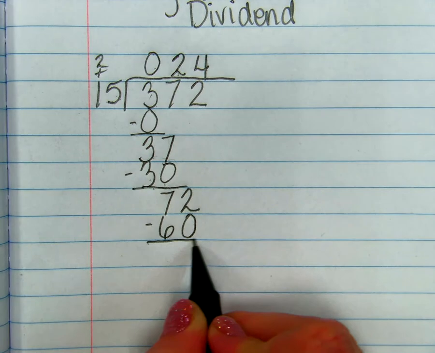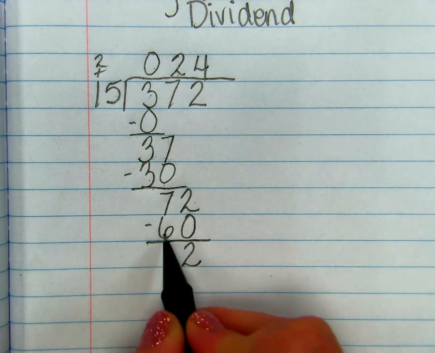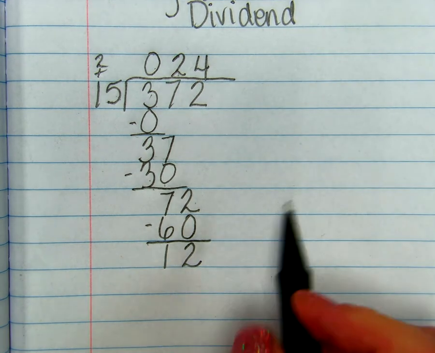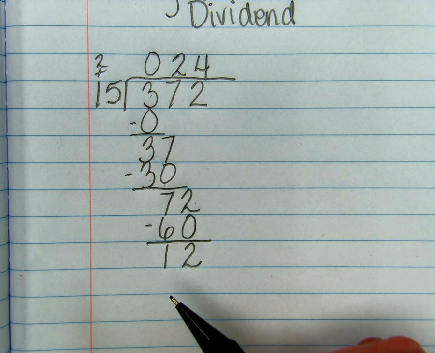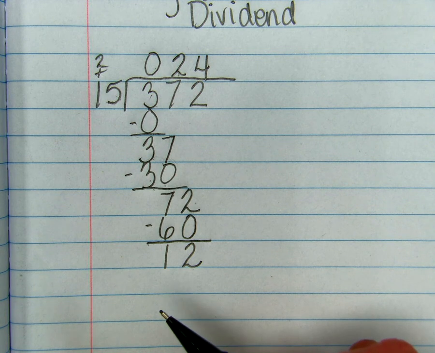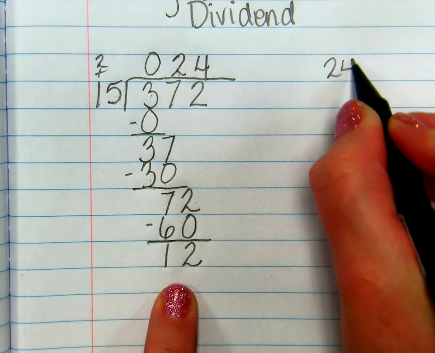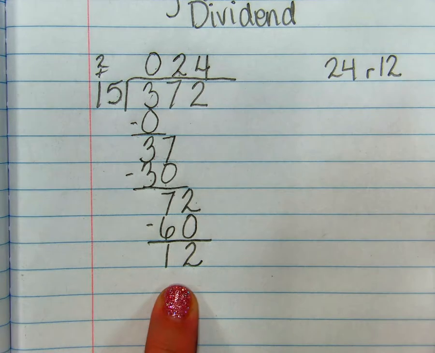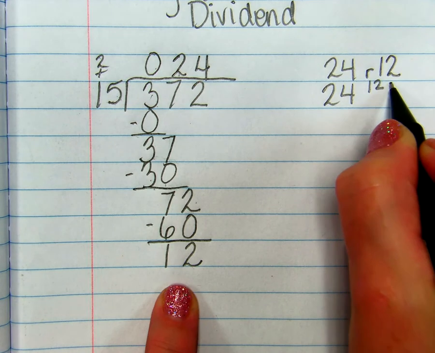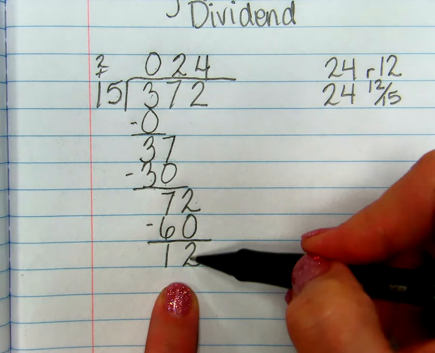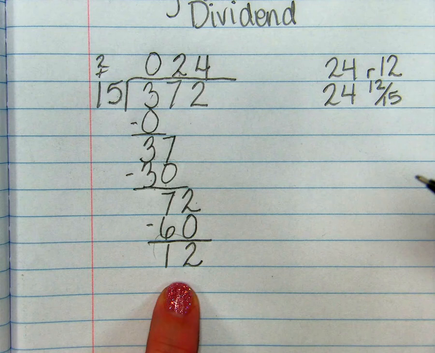Alright, let's subtract. 2 minus 0 is 2. 7 minus 6 is 1. Check. Is 12 less than 15? Yes. So, in 3rd grade or 4th grade, you would normally stop here and say, my answer is 24 with a remainder of 12. Or you would say, my answer is 24 and 12 15ths, because we would take the remaining of the dividend and use it as the numerator over the divisor.